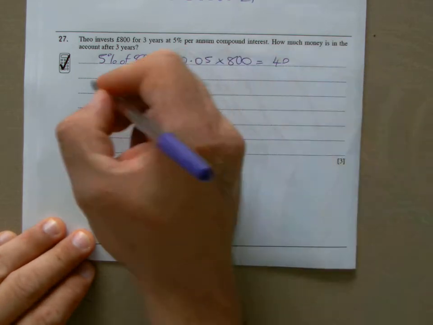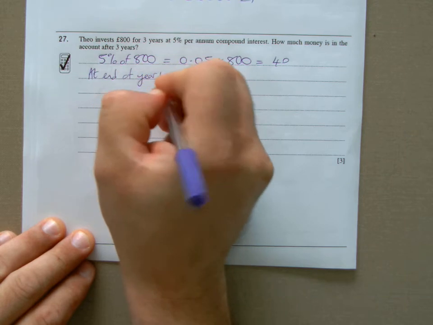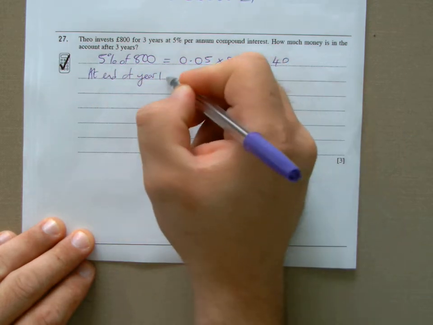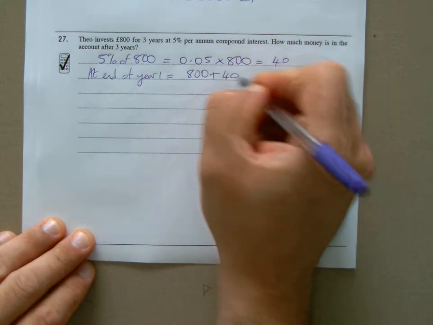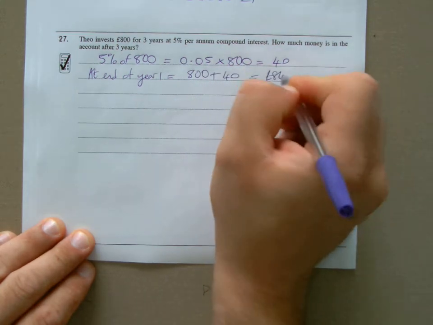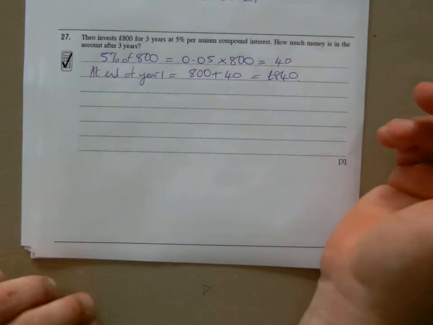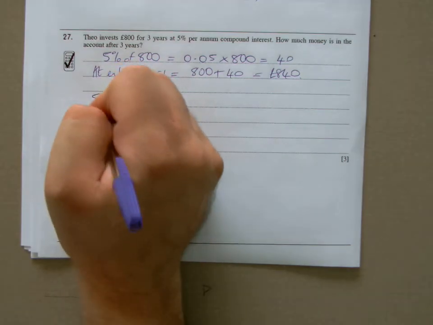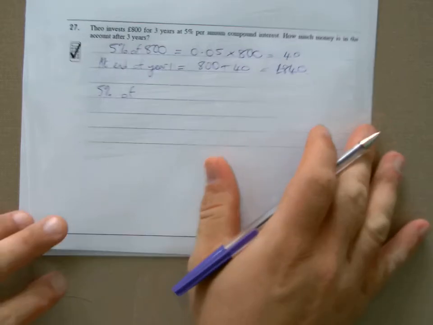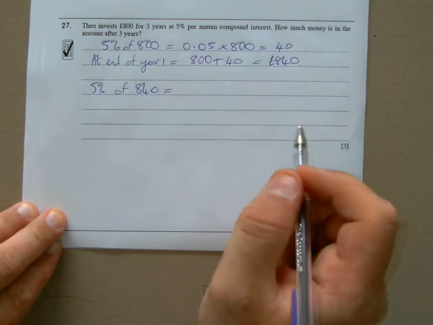Okay, so we could say then at the end of year one, you'll have £800 plus this interest of 40, so it'll be £840. Okay, so that's where he is at the end of year one, and then of course we compound this interest in the second year, 5% again, but this time of course 5% of the £840, which is now in his bank account at the start of year two.